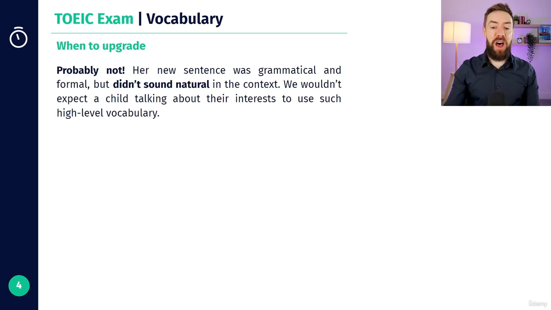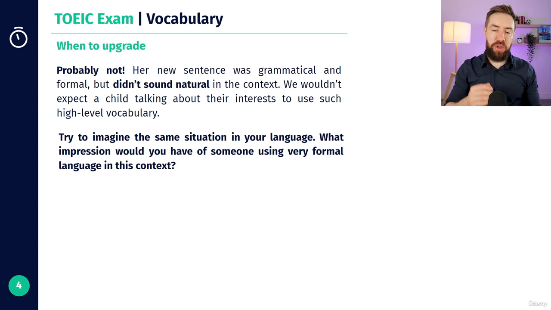Probably not. Her new sentence was grammatical, it was correct, and it was formal, but it didn't sound natural, and that's a super important point. So we wouldn't expect a little girl to use, they exhibit remarkable beauty. It would be weird. It doesn't sound natural. So imagine in your language the same situation. How would that be if a child started to use like scientific language? It would be kind of strange, right?